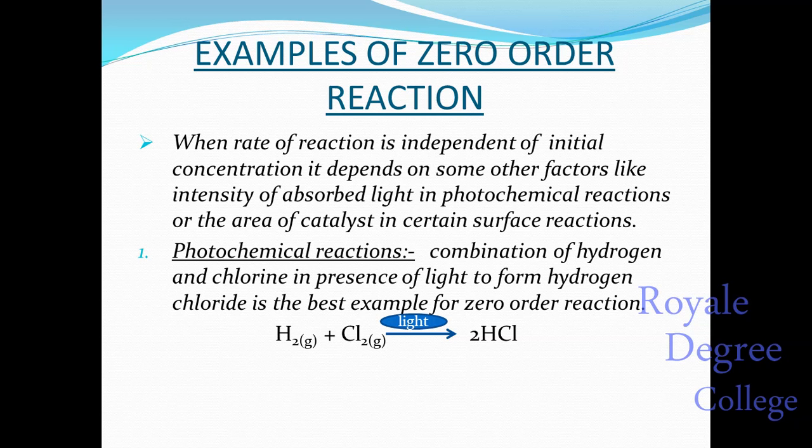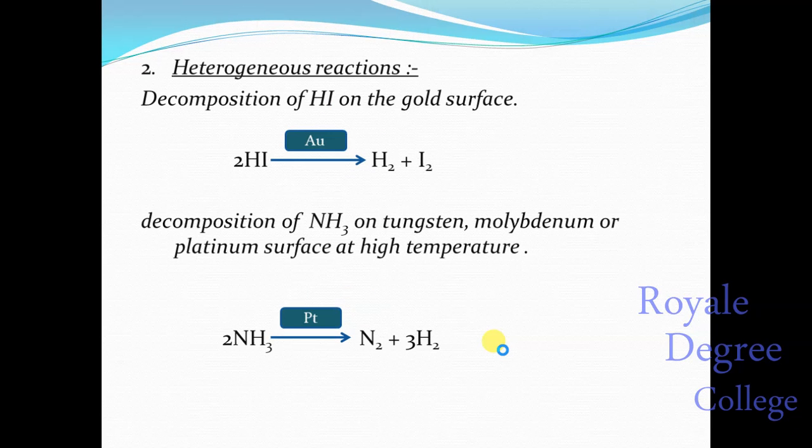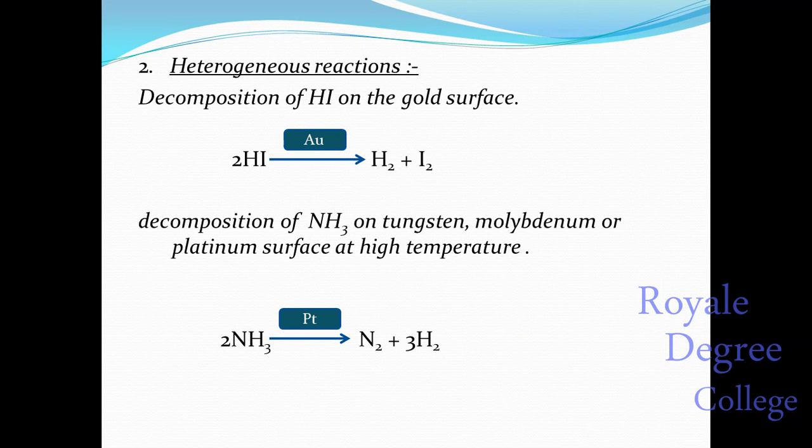You can see the reaction: 1 mole of hydrogen gas reacts with 1 mole of chlorine gas. The reaction takes place in the presence of light and we get 2 moles of hydrogen chloride. The second example is a heterogeneous reaction: decomposition of hydrogen iodide on the gold surface. See here how the decomposition of hydrogen iodide takes place. 2 moles of hydrogen iodide on the gold surface decompose, and as a result we get 1 mole of hydrogen and 1 mole of iodine.